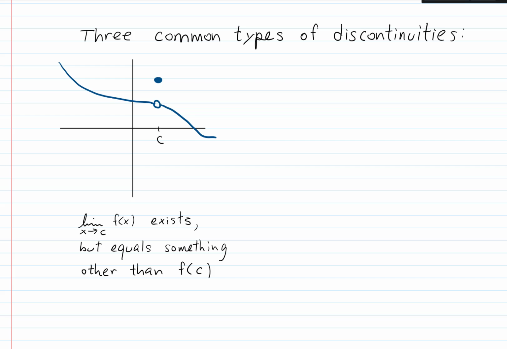Okay, that is called a removable discontinuity. Not because you can remove the discontinuity, it's just what it's called. If I could take that point and move it right there, then the discontinuity would disappear. That's why it's called a removable discontinuity. But you can't actually move that point, though.